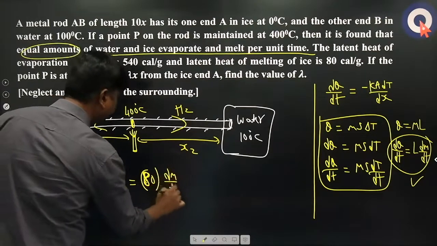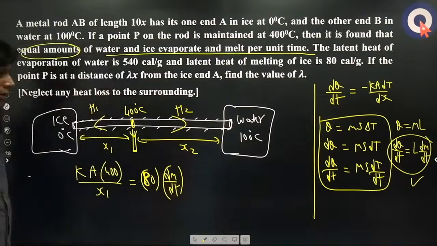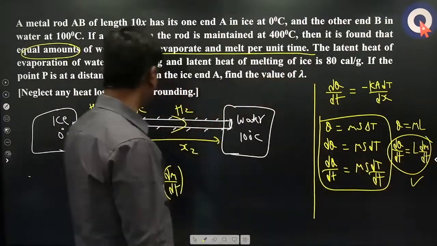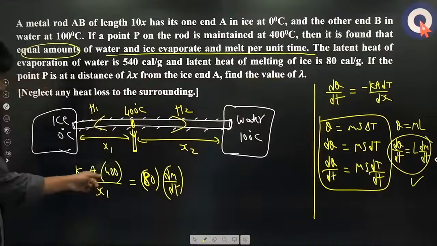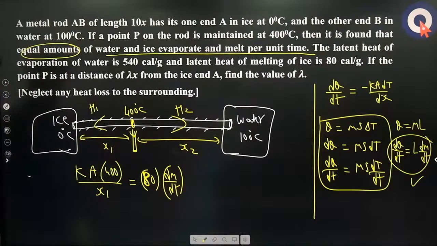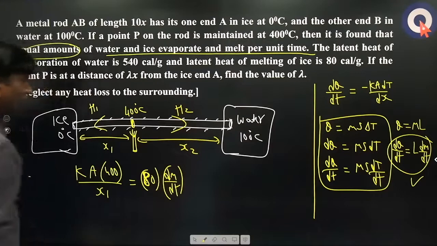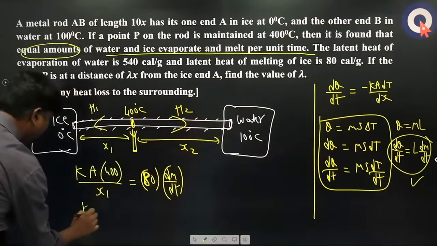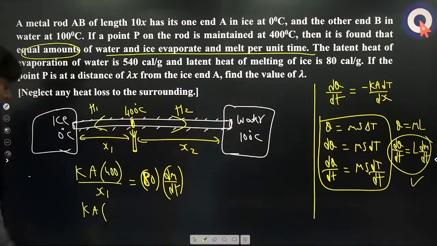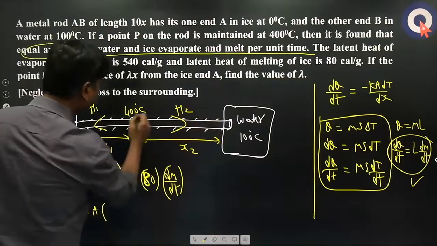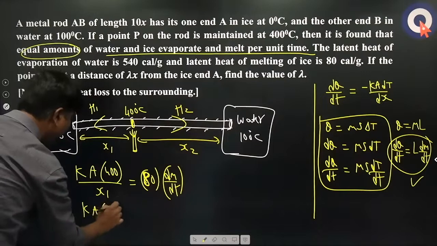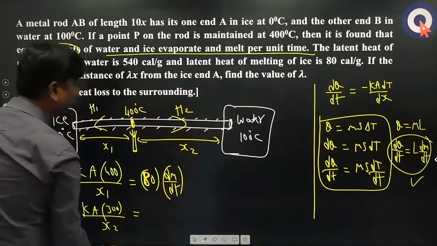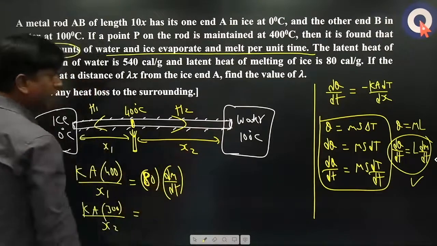Into dm by dt. First step, is it clear? So this is a step we are using. L into dm by dt is dq by dt, and dq by dt is nothing but heat conduction, KA delta theta by L. Similarly, in this direction also, when the heat is flowing, the rate at which heat is transferred is again KA, same rod, same K, same area, but the temperature difference here is 400 minus 100, 300, by, here your length is x2, is equal to L into dm by dt.